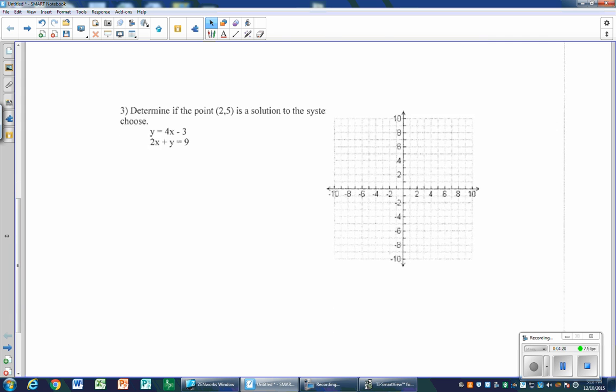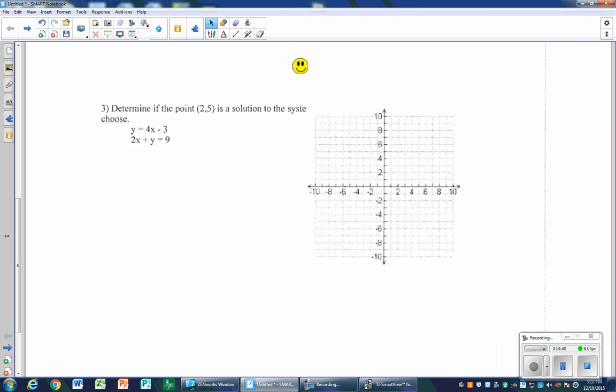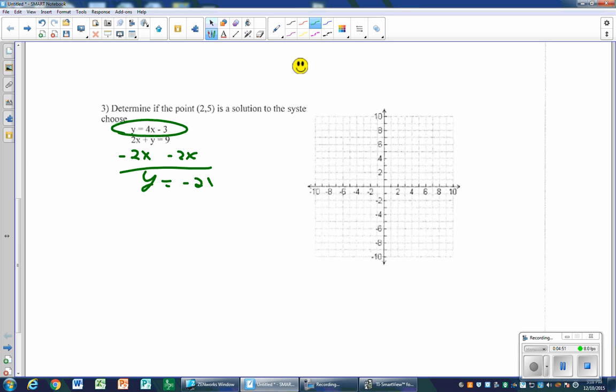Now, on a lot of questions, I'm going to give you a piece of graph paper in case you want to use it. Determine if the point 2, 5 is a solution to the system. So, you can graph it. The first line is very graphable. It already says y equals, but the second one, you have to subtract 2x from both sides, and you get y equals -2x plus 9. You can graph them the easy way, the quick way, the dirty way. Plug 5 in for y.